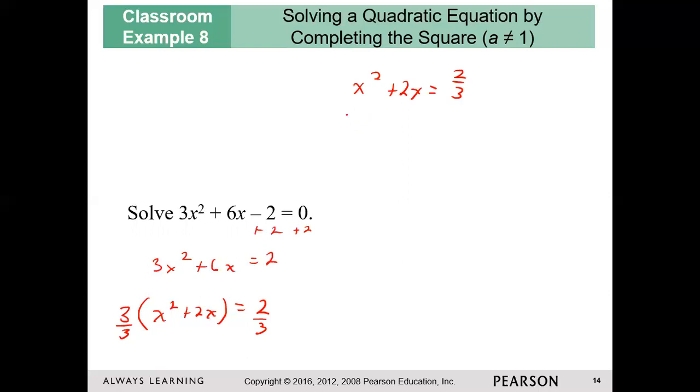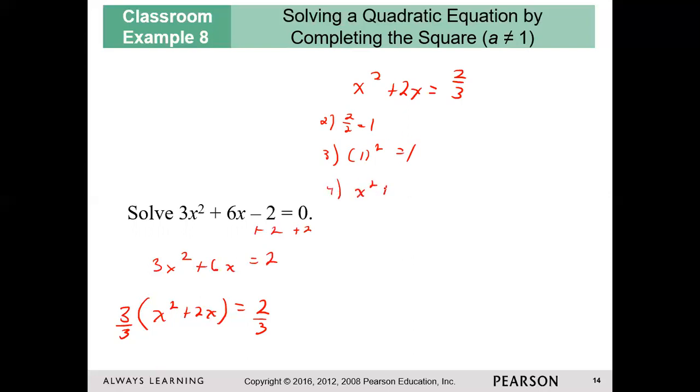And I mean it this time. So let's just go ahead and take half of b. So step 2, take half of b. So 2 divided by 2 is 1. Step 3 is to square that result. So 1 squared is 1. And then step 4 is to add that to both sides.